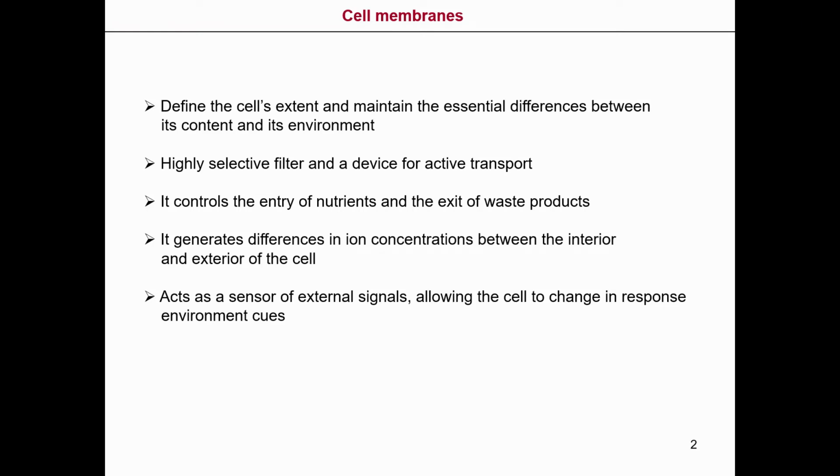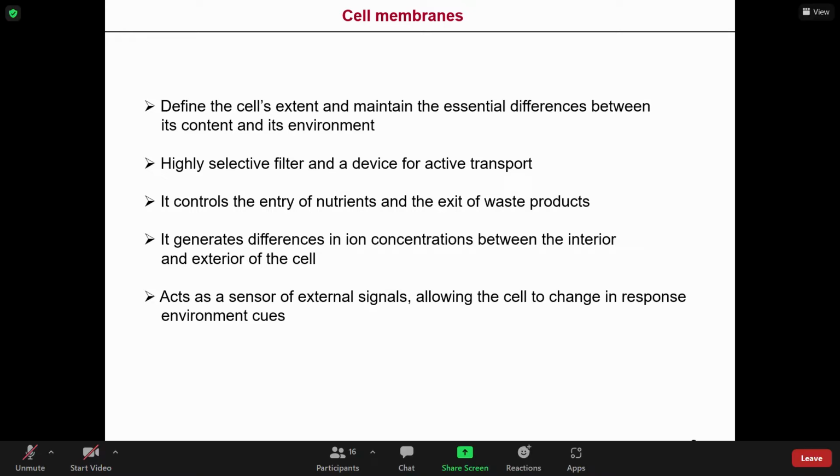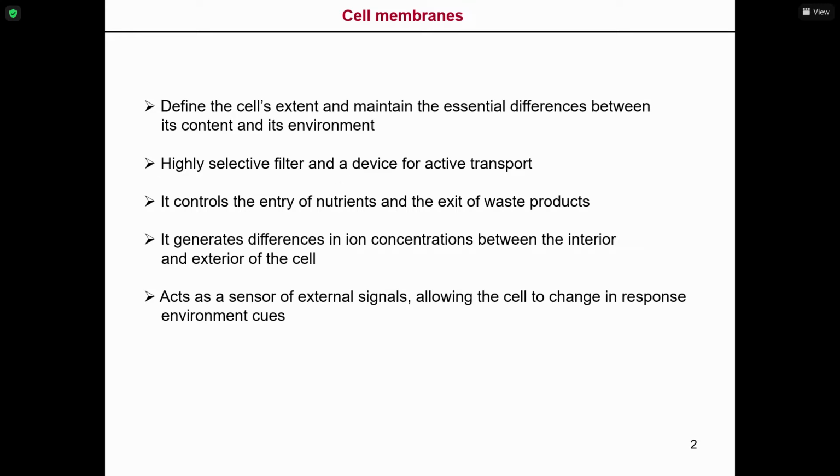The membrane controls the entry of nutrients and the exit of waste products. It can generate a difference in ion concentration between the exterior and interior of the cell, and also acts as a sensor of internal signals, allowing the cell to change in response to environmental cues.